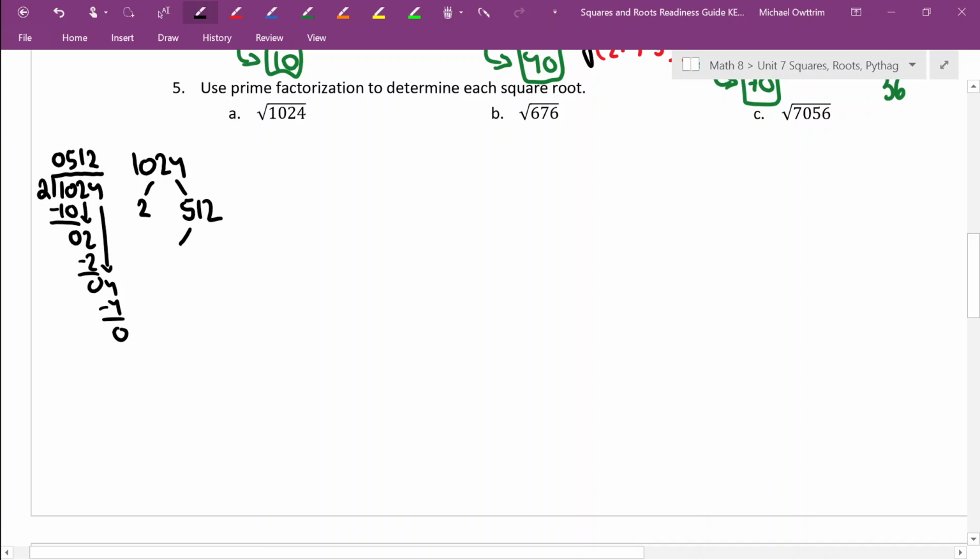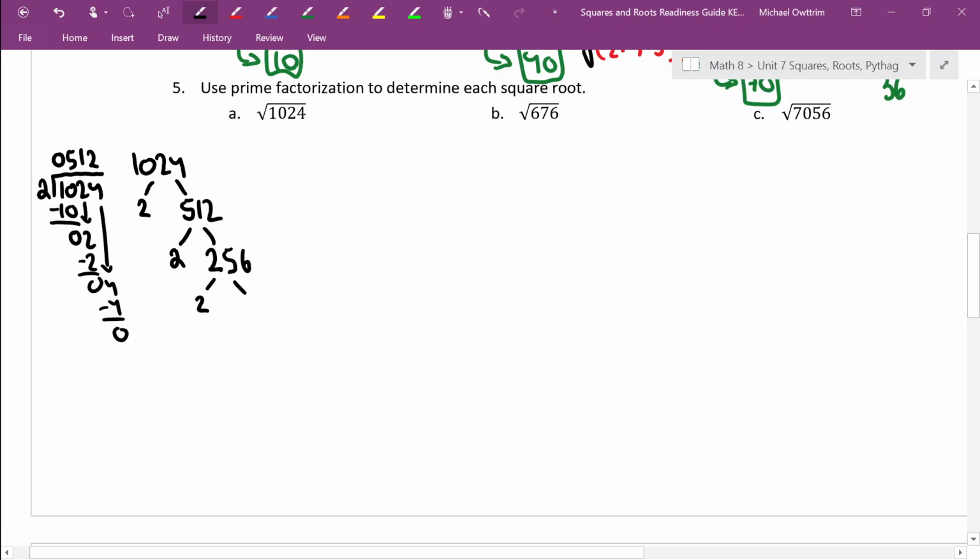512 is still even, so we're still going to divide it by 2. 2 goes into 5 2 times, creating 4. That leaves us with 1 1. So 2 goes into 11 5 times, leaving us with 1. And 2 goes into 12 6 times. Now, if we were just doing a factor tree, you could recognize the perfect square 256 and break it down into its 2 equal factors. But we do want prime factors, so we're going to continue dividing by 2.